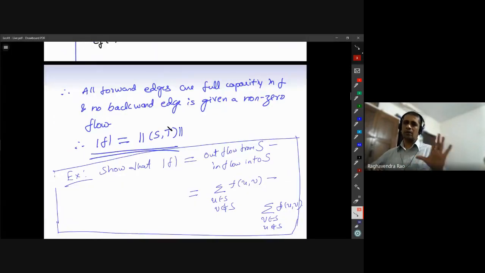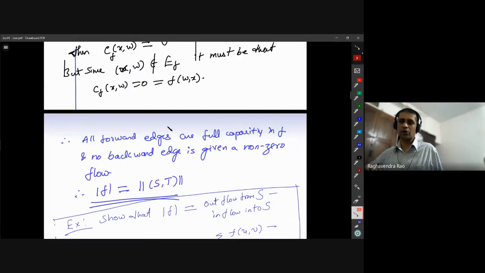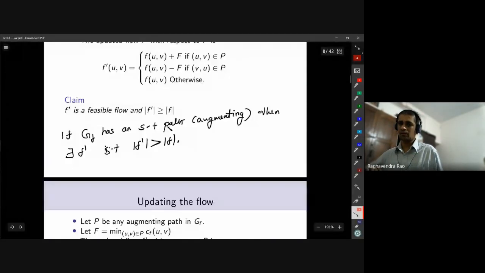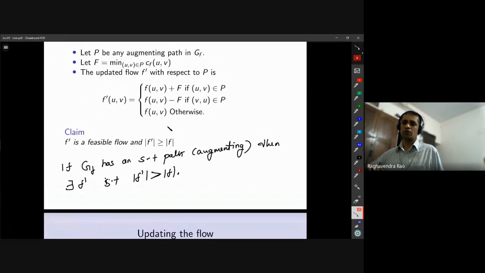Yeah, so again, in a nutshell, what did we argue? We defined a residual network, which we called GF. We showed that if GF had any S to T path, then there is a flow with a larger value. And if there is no S to T path, the flow value is equal to the capacity of the cut given by that residual graph. I mean, a cut given by taking the set of all vertices reachable from S, the source vertex.